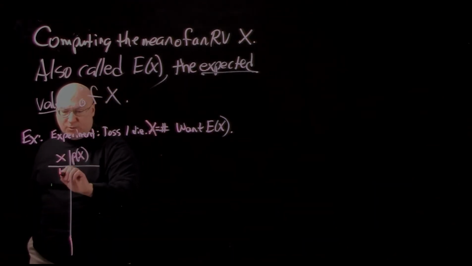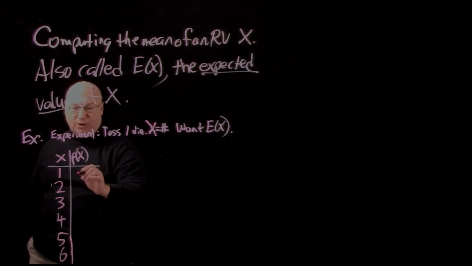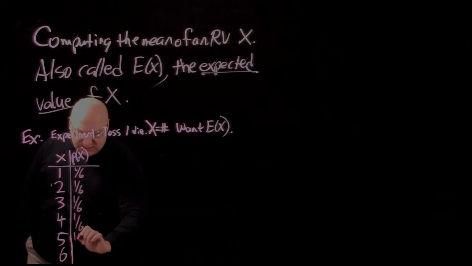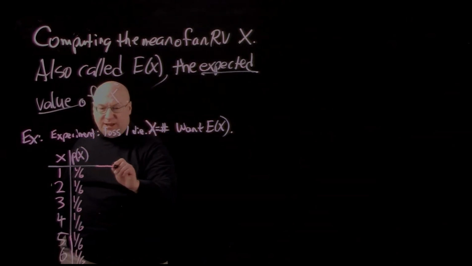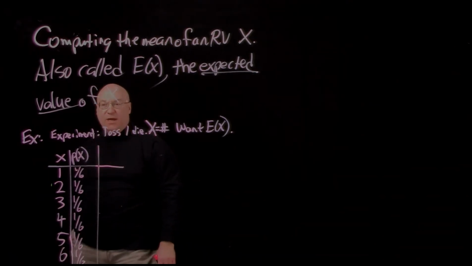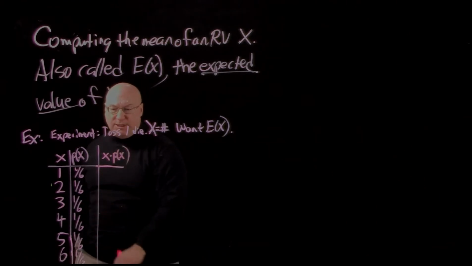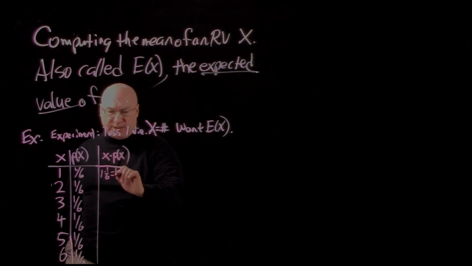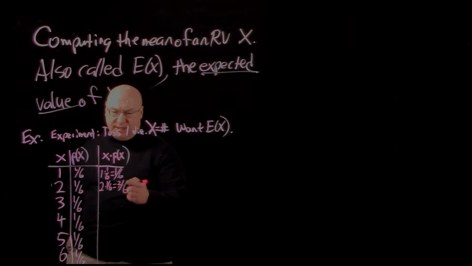Here are the different possible values. We know them to be 1, 2, 3, 4, 5, and 6. And we know the probability of each one is 1/6, 1/6, 1/6, 1/6, 1/6, 1/6. What I'm going to do to compute the expected value of X is tack on another column, and that will be each value times its corresponding probability. So I'm going to take 1 times 1/6, so that's 1/6. I'm going to take 2 times 1/6, so that's 2/6, which of course I could write as 1/3, but I'm going to leave it in terms of sixths.